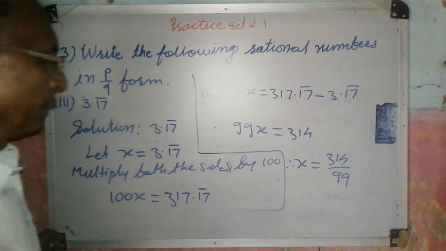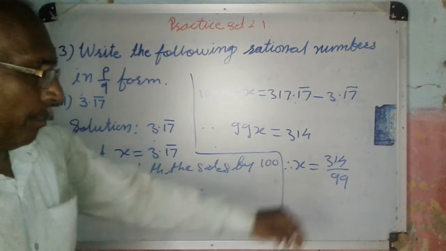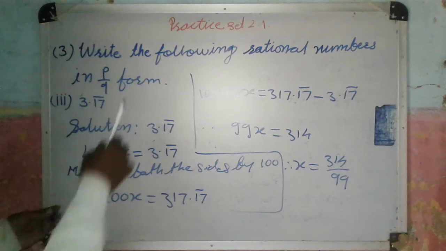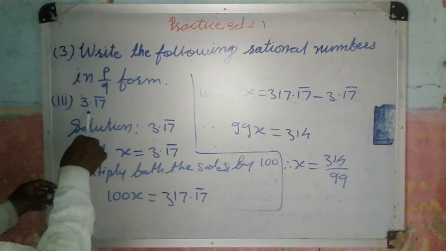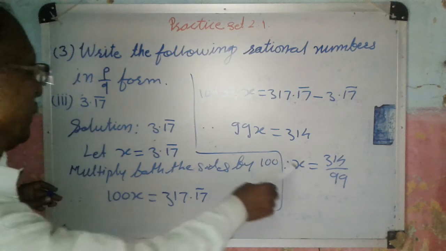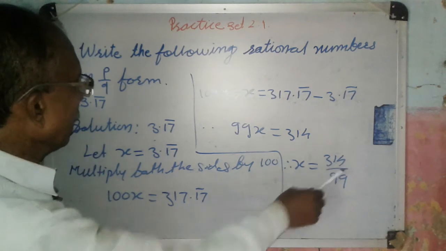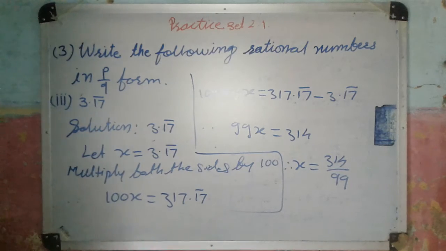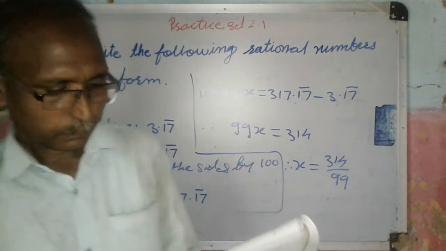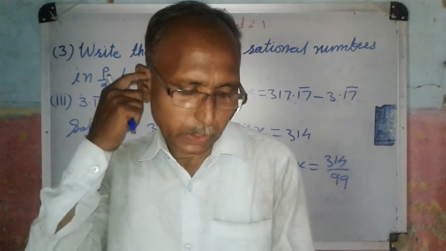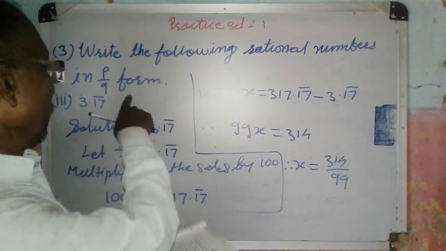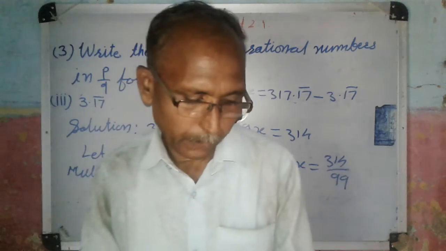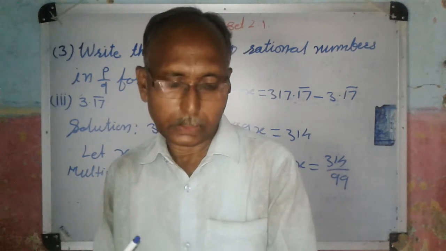This is the P upon Q form. So this decimal form can be written in P upon Q form like this: 314 upon 99. Similarly, you can solve the first and second examples. Now the third example we have solved here. You solve the first and second. This is for your homework.